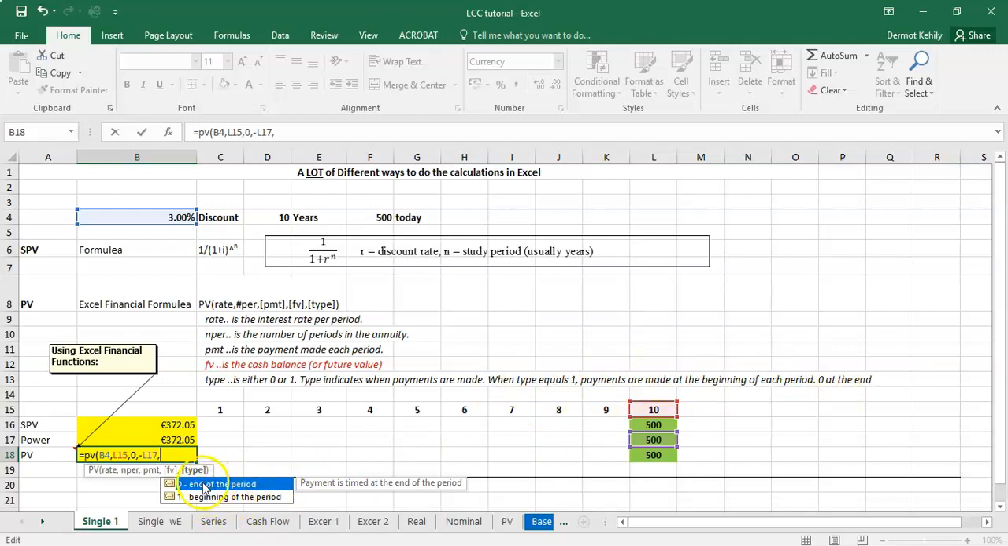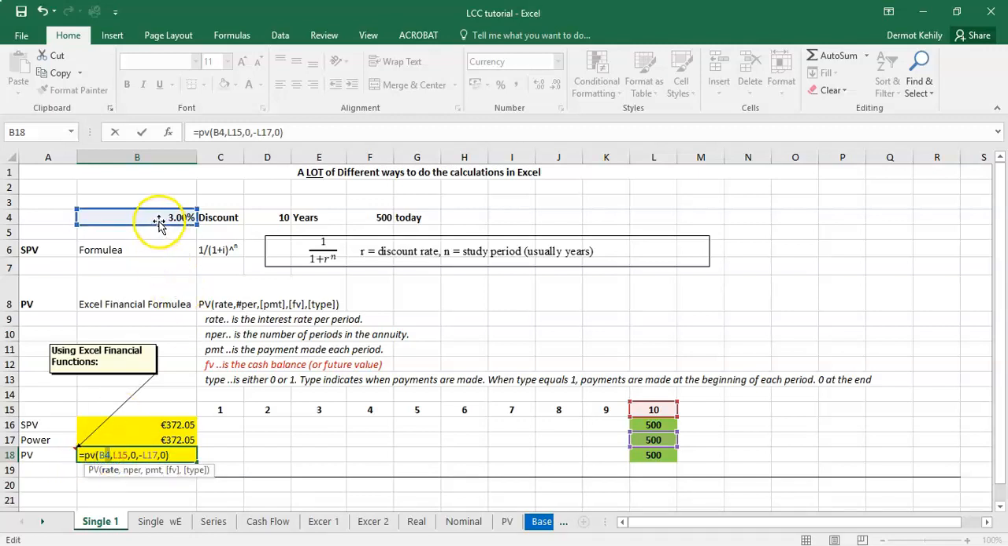I want the end of the year here, so I'm going to click 0. So we want it to be essentially at the end of the year rather than the start. It'll give us a different, I suppose, future value or different present value. And then I'm going to close my brackets. So that's my series of payments there.